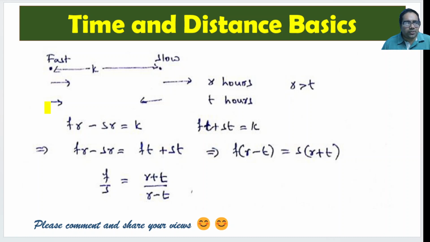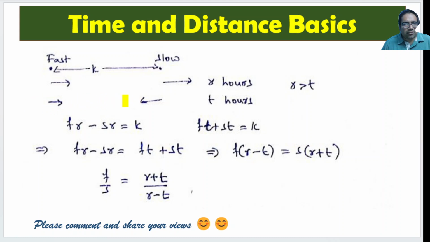What if they are moving in opposite directions? The fast guy is moving towards the right, the slow guy is moving towards the left. They are meeting in t hours. That means the fast guy will reach somewhere here and the slow guy will reach somewhere here, because the faster guy will cover a longer distance. Together they are covering k miles, and then only they will meet.